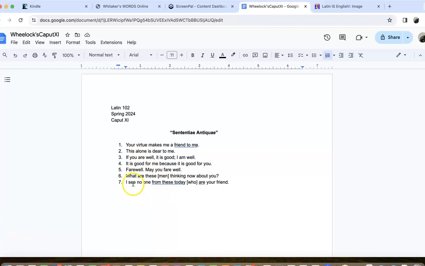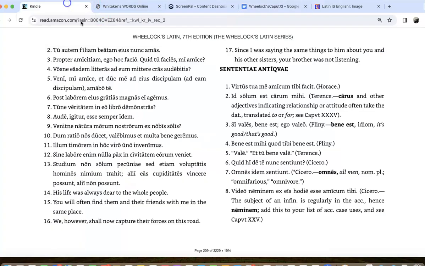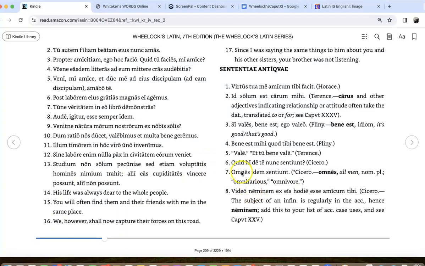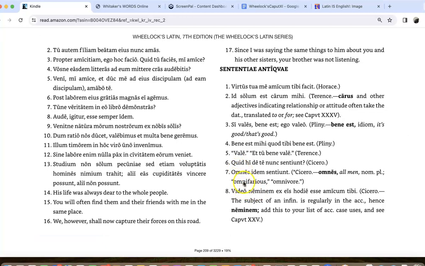But again, there's probably a better English translation, but it doesn't quite fit the Latin because Latin is not English, and this is a language that existed over 2,000 years ago. So we'd be more surprised if it did fit than if it didn't. I don't see any of these men today who are your friend, but again, that would be changing the grammar in significant ways.